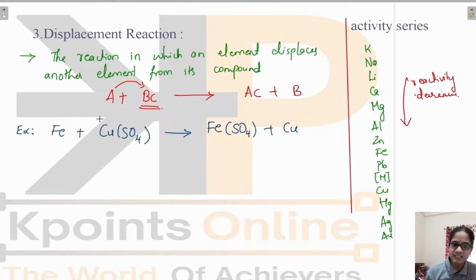Iron has displaced copper from its compound to form iron sulfate. So copper is formed here. This is iron. Yes, this is copper sulfate. It is in the form of aqueous solution. Now iron sulfate is formed.